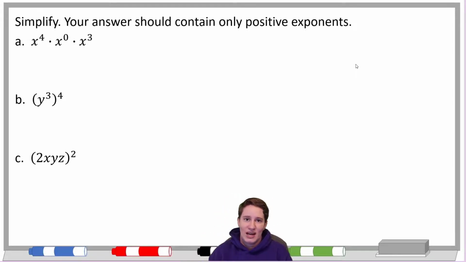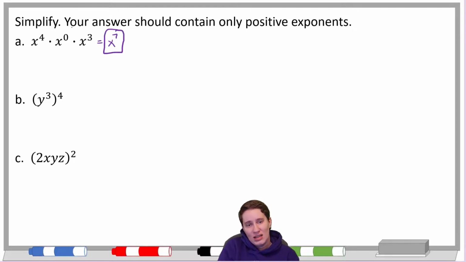Based on the rules we have, there's more than one way to do this. But essentially, it's saying we've got 4 x's, and then we've got 0 x's, and then we've got 3 x's. So how many total x's do we have? If I do 4 plus 0 plus 3, I get 7. So this simplifies to be x to the 7th.